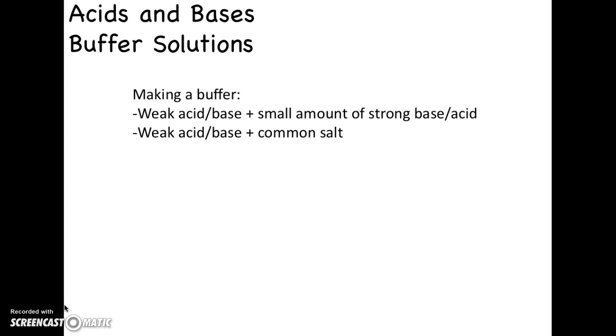And then the last method that's a bit more difficult to understand is if you're adding a weak acid or base and a common salt. So like in the previous example with acetic acid, we added sodium acetate to it. They both had that acetate ion. That was the common ion for the salt.